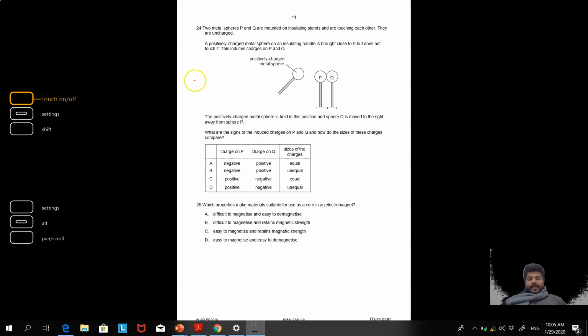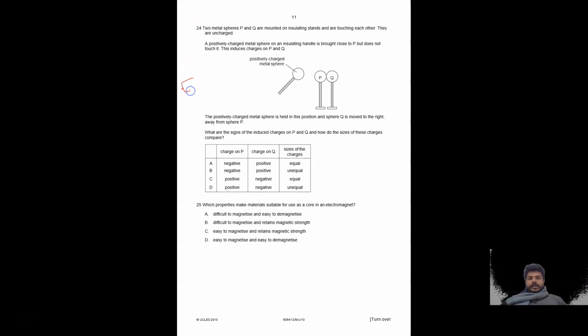Okay, question number 24, the next page. Here you can see question 24. This is static electricity, or electrostatics. That is, the charges are stationary. Two metal spheres P and Q are mounted on insulating stands and are touching each other. The metal spheres P and Q touch each other at this point. You see, they are uncharged.